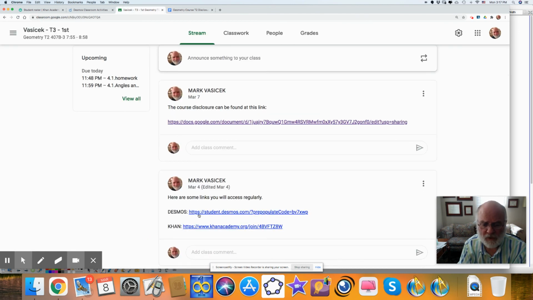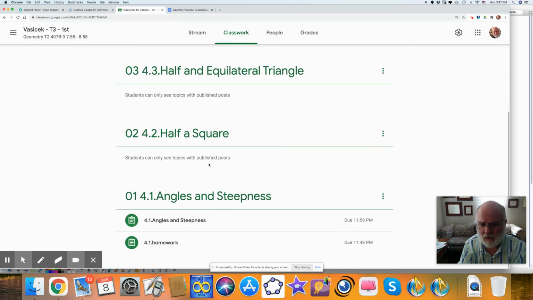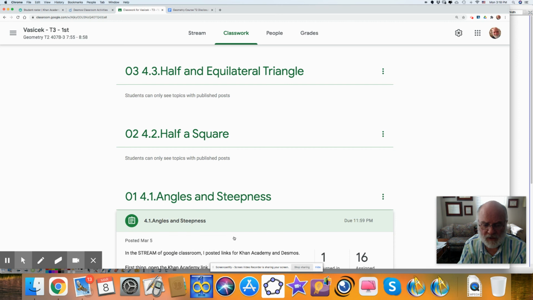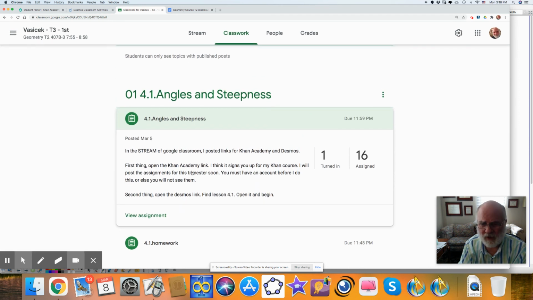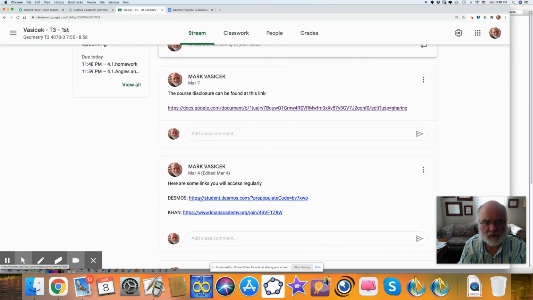If you were to go to the Desmos link, well, first of all, let's go to the classroom. Under Classwork, I organize things by day. So on day 1, we talk about the steepness and angles. This was the assignment, and there's a homework assignment associated with it. And on this, it says to go and look at the Khan Academy, sign into the Khan Academy. That's because I need you to sign in before I make assignments. Then open the Desmos link. And you're going to open the Desmos link almost every day. Find lesson 4.1 and begin it. In the stream, here's where you would go to open the Desmos link. And that's how you get around in this class.